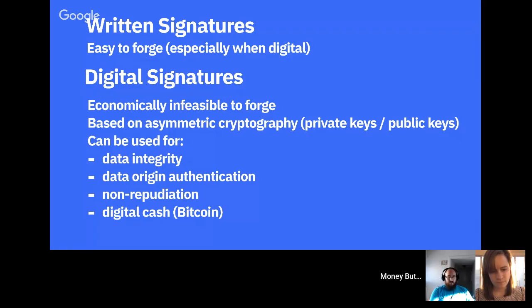It's non-repudiable, meaning basically if I sign something, the signature is always good and I can never take it back again. And of course, you can also use it for digital cash because this is the very foundation of what a Bitcoin is: signing transactions from one person to another.